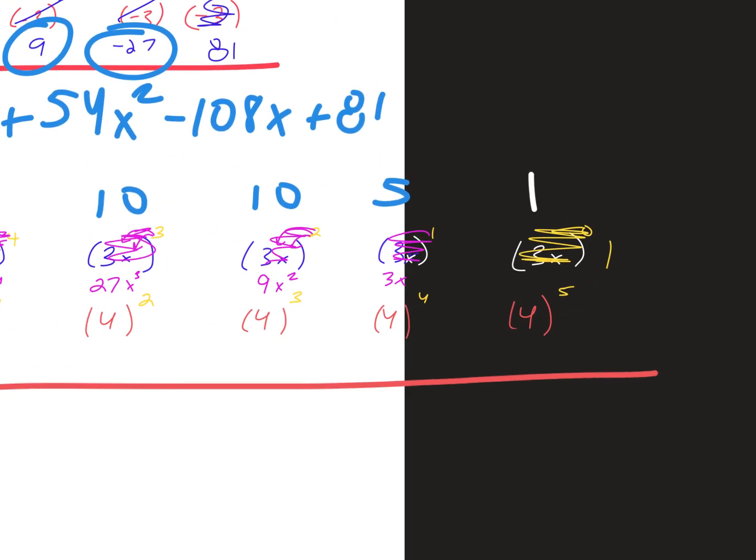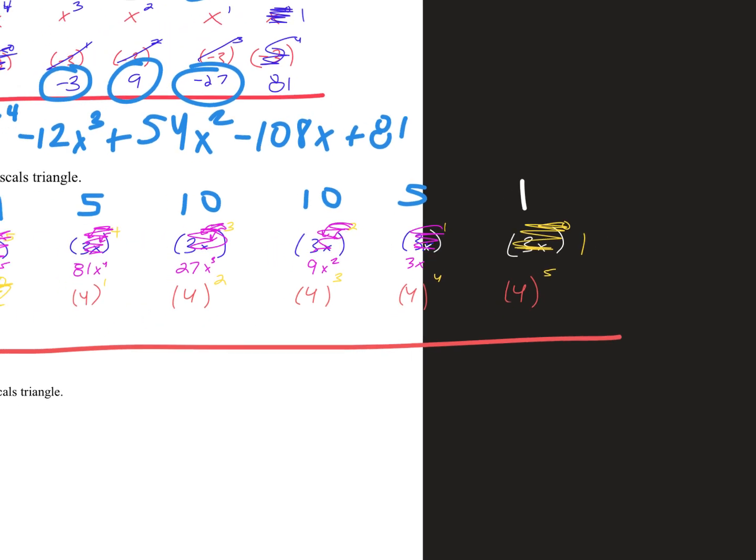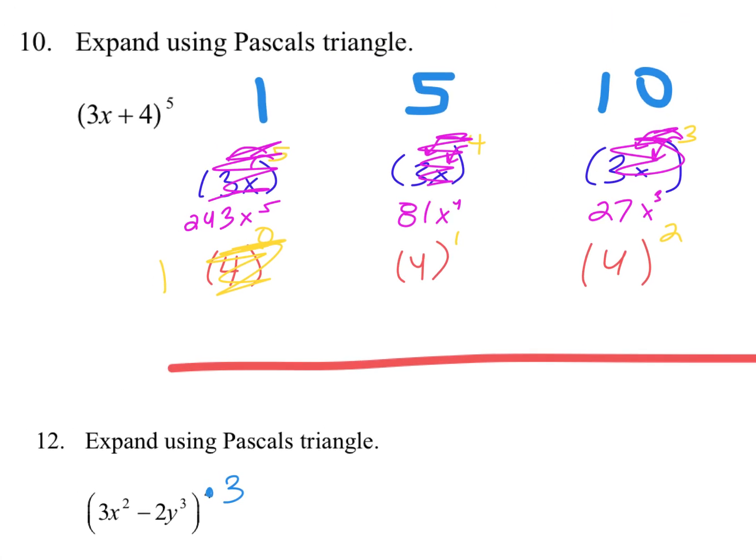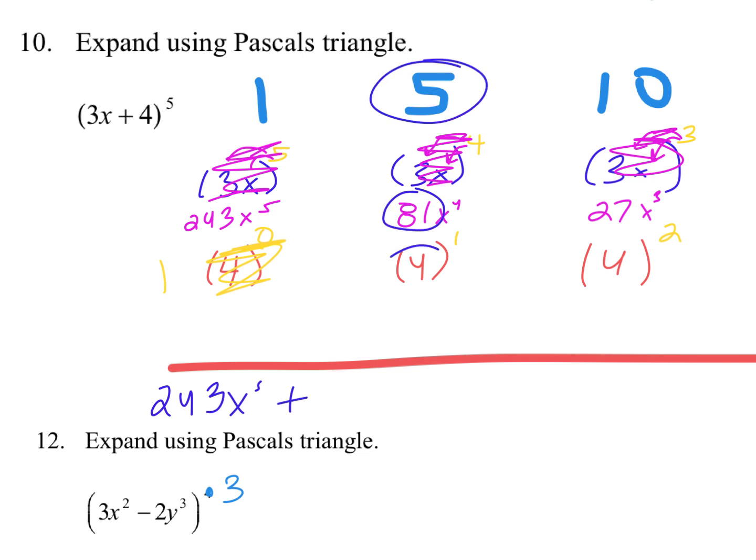Does everybody understand what I just did there? That will probably help you not make a silly mistake. And then now you just multiply. Grab your calculator and multiply. What is 1 times 1 times 243? 243, and it's x to the 5th power, correct? Okay, so now I have plus 5 times 81 times 4.